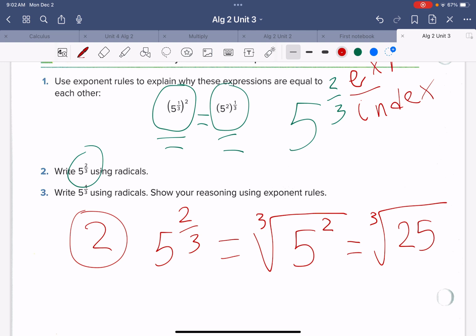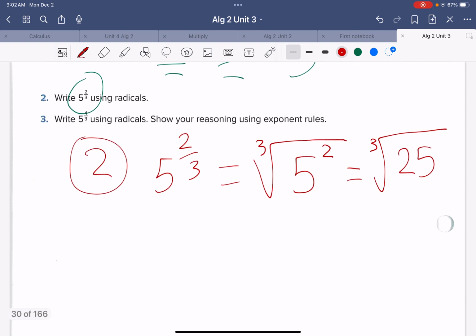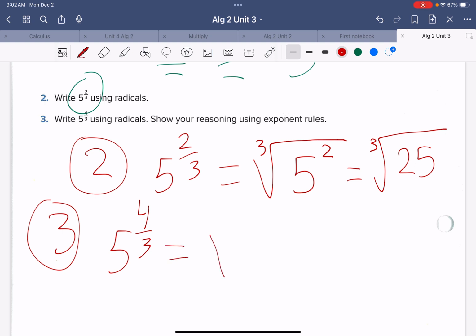All the students know the exponents E-I-E-I-O. Number 3. So this would be 5 to the 4/3 power. So we make the radical symbol. And the 3 is your index, so it goes right there. And then it's 5 to the 4th power. So this is 5 times 5 times 5 times 5.